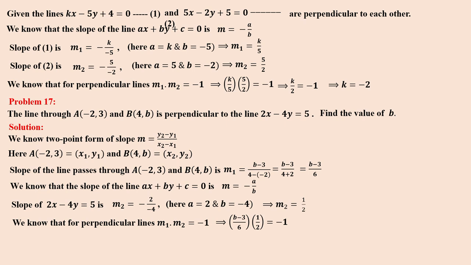So the slope of the line through AB is m1 = (b - 3) by 6, and the slope of the perpendicular line 2x - 4y = 5 is m2, that is equal to 1 by 2. So (b - 3) by 6 into 1 by 2 = -1. So (b - 3) by 12 = -1. b - 3 = -12. Therefore b is equal to -9. Thanks.